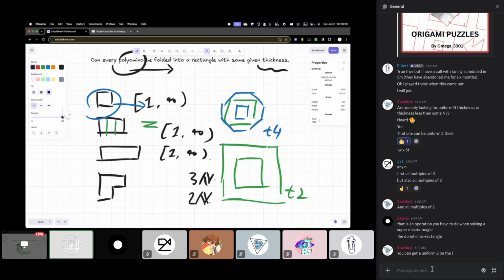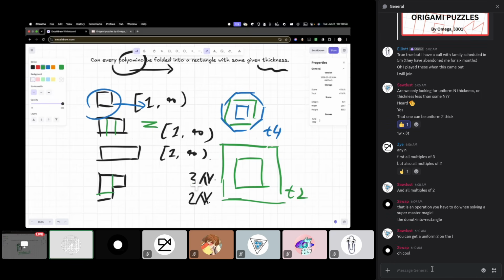Right. Okay. Let me draw that out. So, yeah. One thing you can do. I should just learn how the shortcut key works. Actually, that's gonna be a time save in the long run. Okay, I see. So in general, here you can do this, folding it into a 1 by 1.5, and that's a thickness 2. So you can also do any multiple of thickness 2.